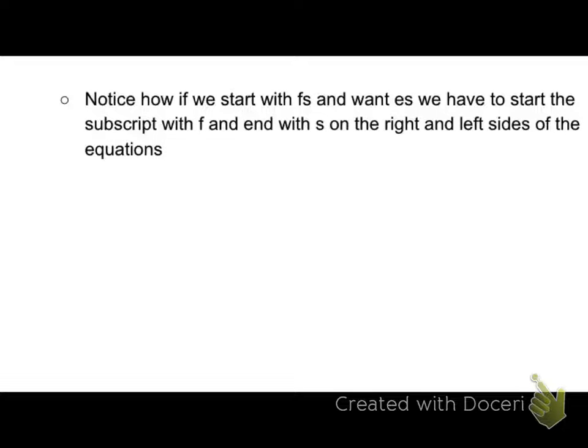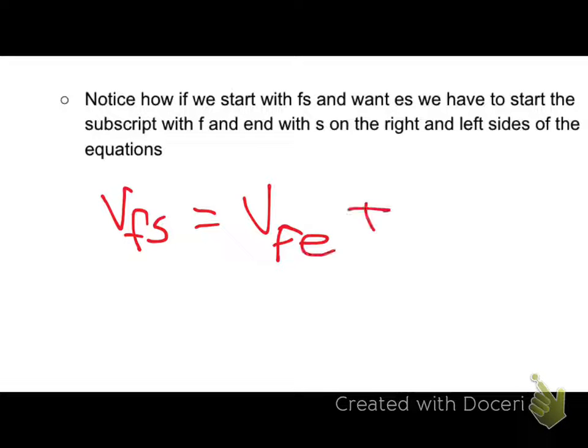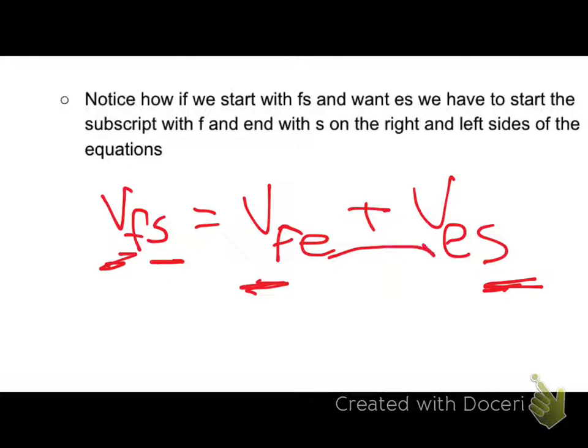Okay, so we had VFS equals VFE plus VES. So notice how we start with F and end with S, and over here we start with F and end with S, and then this matches up. That's how we want to do these subscripts so that we come out with the correct answer.